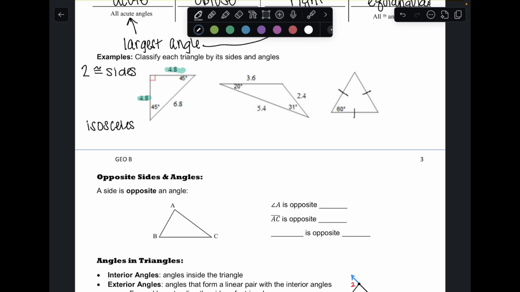Now I have to look at my largest angle. I have 45, 45, and then I have a 90-degree angle. So this angle right here is my largest angle, and it's a right angle. That means I have an isosceles right triangle. 2 congruent sides and 1 right angle.